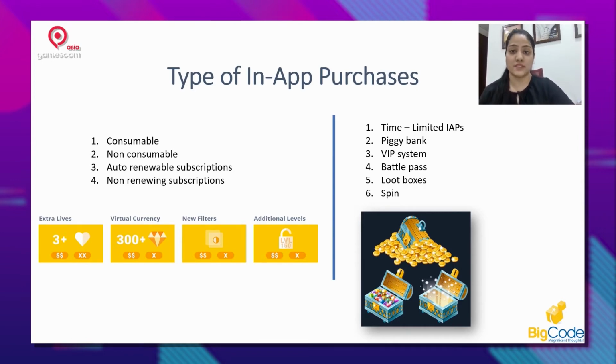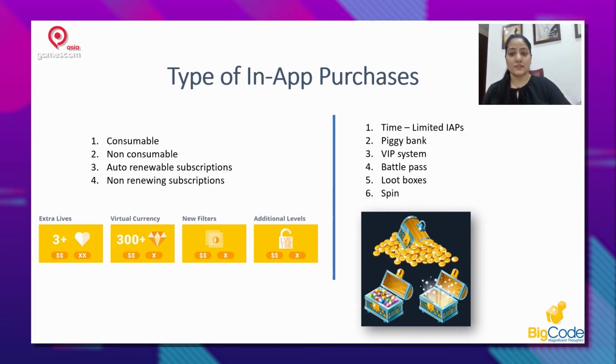Consumable in-app purchases are the ones which are consumed by the user, and once they use it in a game, that item disappears, and to use it again, the user has to repurchase it. So that's the consumable in-app purchases. For example, extra lives, health, bonus, or in-game currency. These fall under consumable in-app purchases.